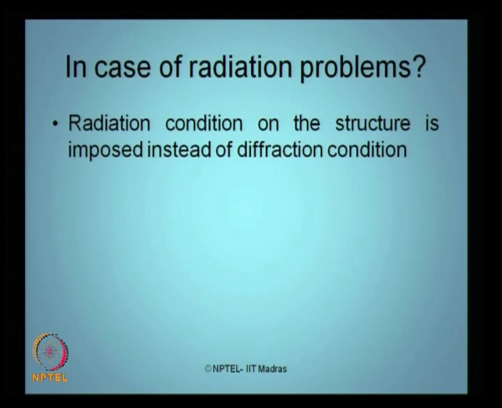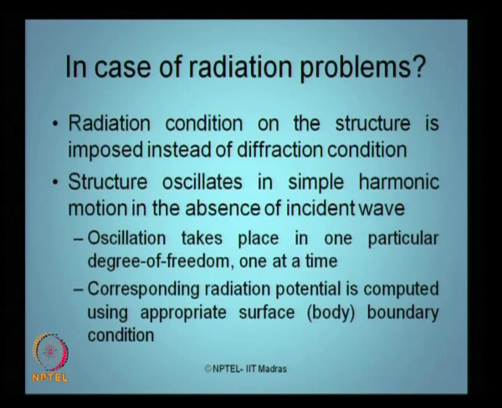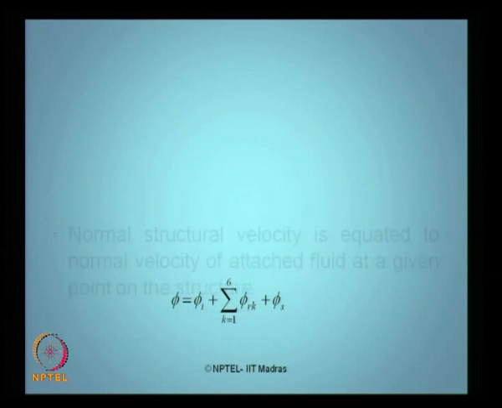Once you know that, the radiation condition is imposed instead of the diffraction condition for solving the problem. The structure is considered to oscillate in simple harmonic motion in the absence of incident waves. The oscillation takes place only in 1 degree of freedom at a time, so that is your idealization. The corresponding radiation potential is now calculated using the boundary condition appropriate for a given cylinder or structure in a seastate.